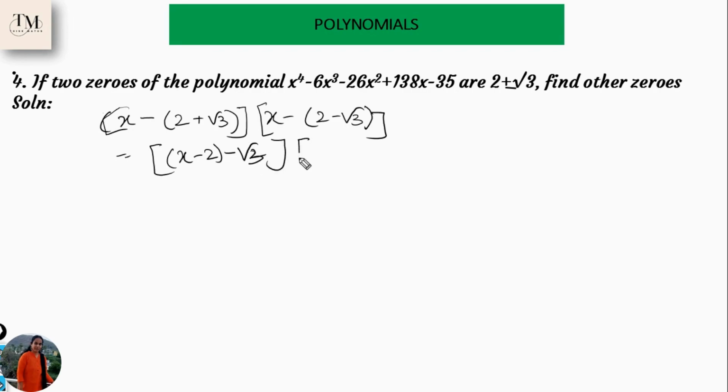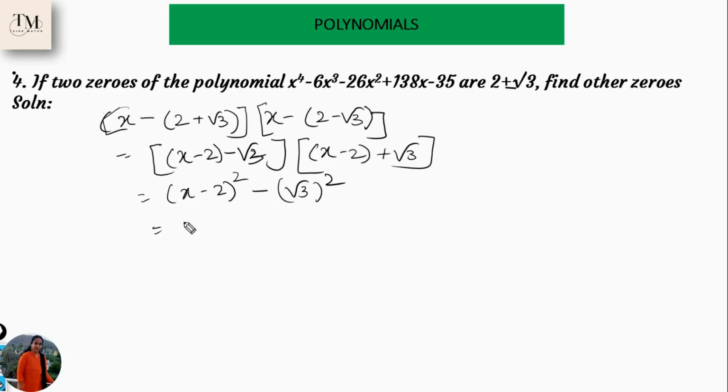Okay, so in the same way here, x minus 2 I am writing inside the bracket, and plus root 3 outside the bracket. So it will be of the form a minus b into a plus b. So I can write it as x minus 2 whole square minus root 3 whole square. Okay, so x minus 2 whole square is x square minus 4x plus 4, minus root 3 whole square is 3. So what happens? We get x square minus 4x plus 1.